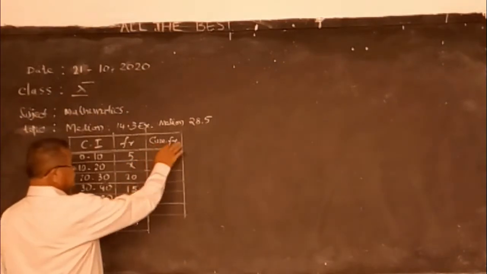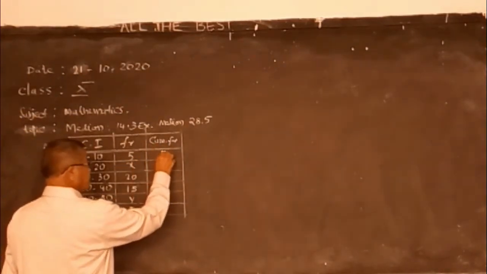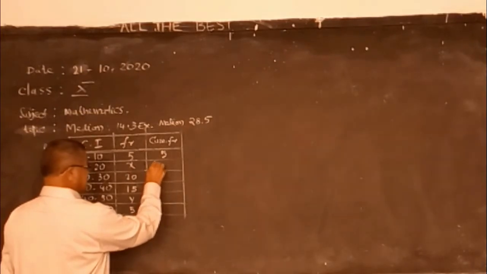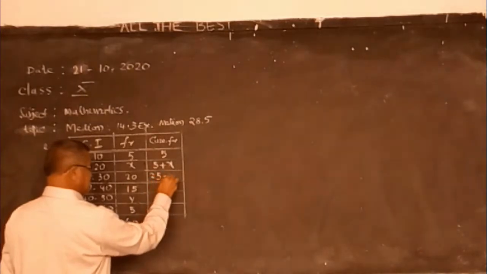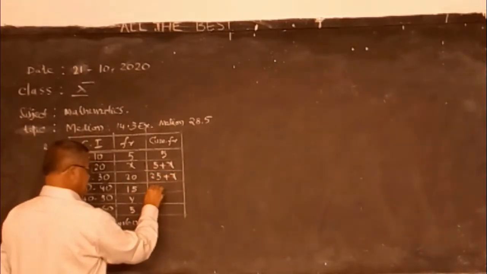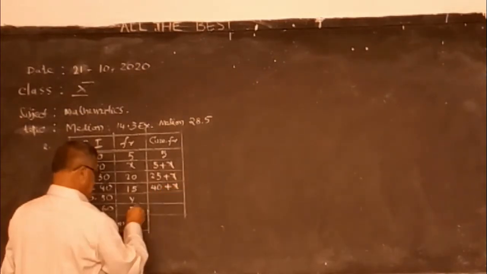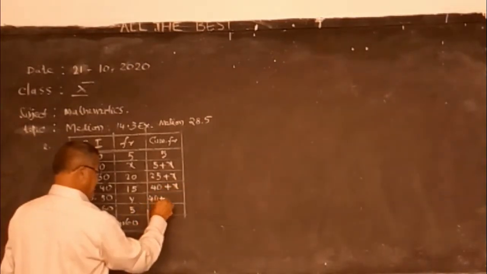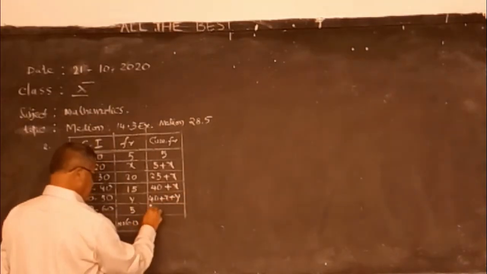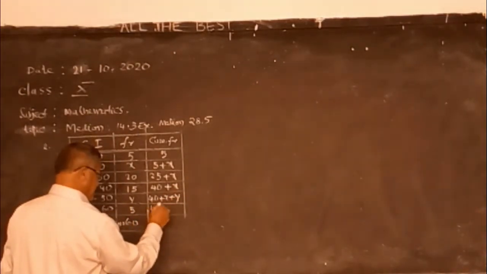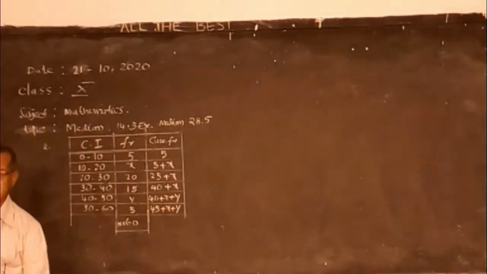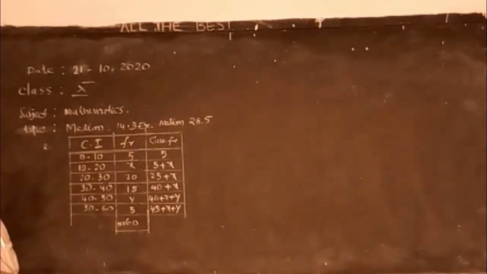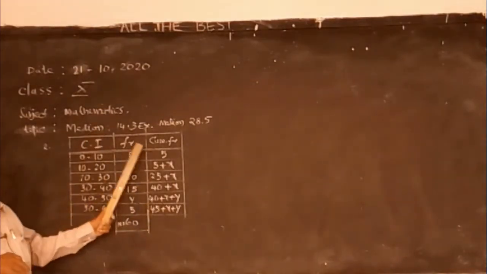start here. Cumulative frequency: first 5, then 5 plus x, then 25 plus x, then 40 plus x, then 40 plus x plus y, then 45 plus x plus y. This is the cumulative frequency, the third column. For mode there are no extra columns, only the two columns given in the question.